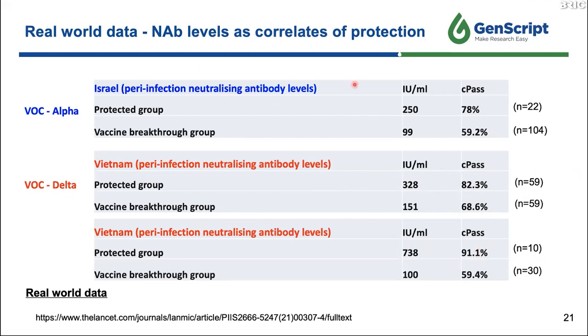So this set of real-world data shows that a cPass value of 80% to 90% suggests very high confidence against vaccine breakthrough infection. We also noticed that when it comes to Delta, the required amount of neutralizing antibody to offer protection becomes higher.